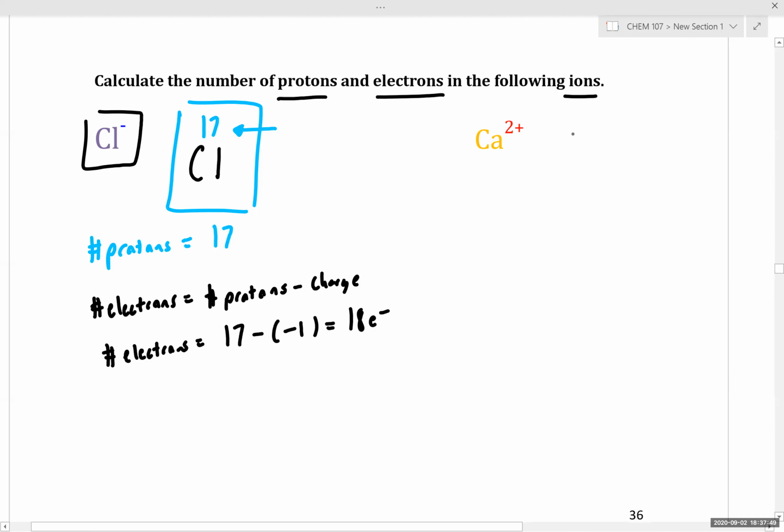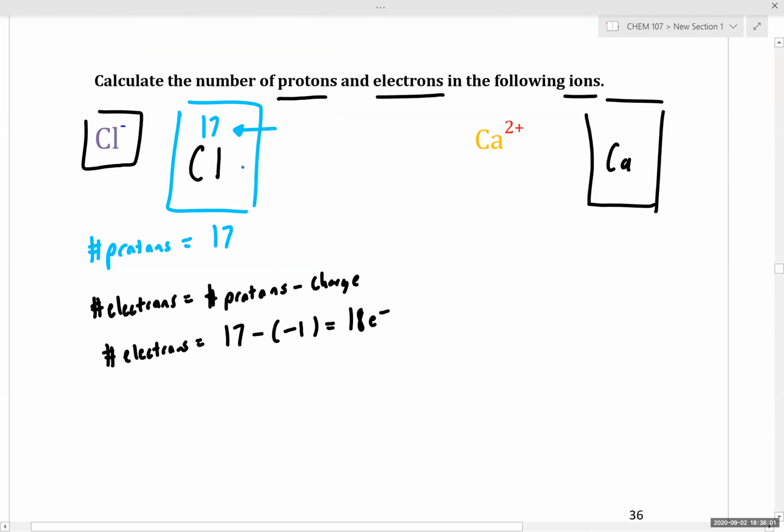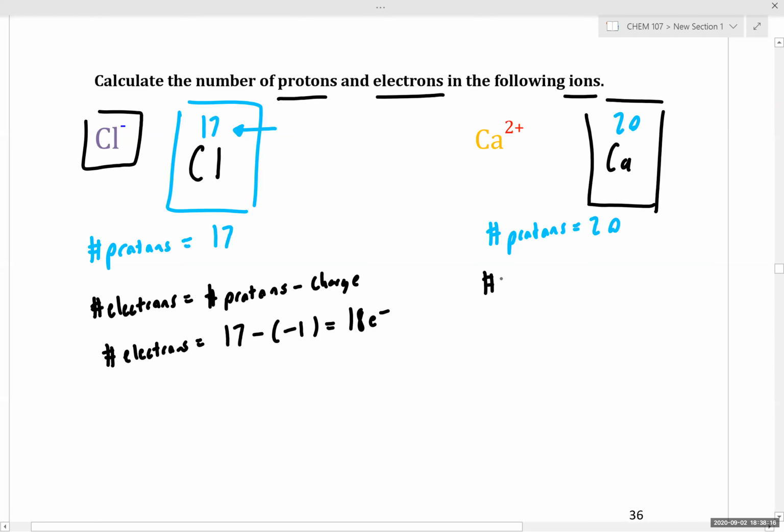Okay, let's look at calcium, and we're going to repeat the exact same pattern here. So calcium has what atomic number? What is the atomic number of calcium? 20, yep. So then the number of protons in turn is going to be equal to 20. And in turn, our number of electrons is equal to the number of protons, which is 20, minus the charge, which is positive 2. So for our number of electrons, we have 18 electrons.